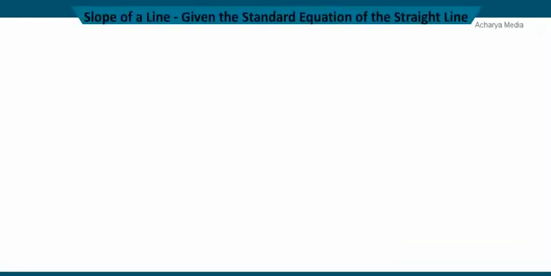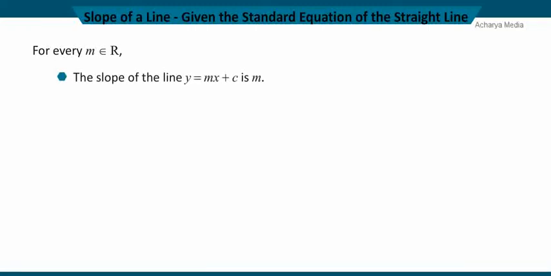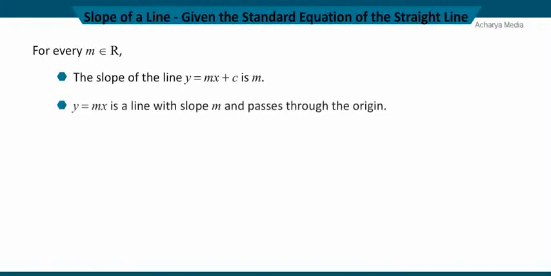Slope of a line, given the standard equation of a straight line. For every m an element of R, the slope of the line y is equal to mx plus c is m. Y is equal to mx is a line with slope m and passes through the origin.